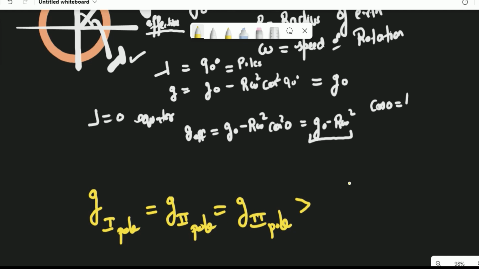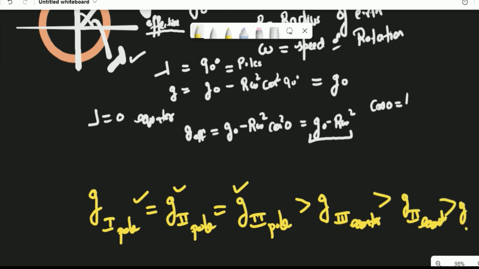So what we have written so far is the pole, and now I'm going to write the equator. So g third equator, because it is 48 hours, denominator is highest, is greater than g second equator is greater than g first equator. I hope this makes sense to you. So this is the way we will write the answer.